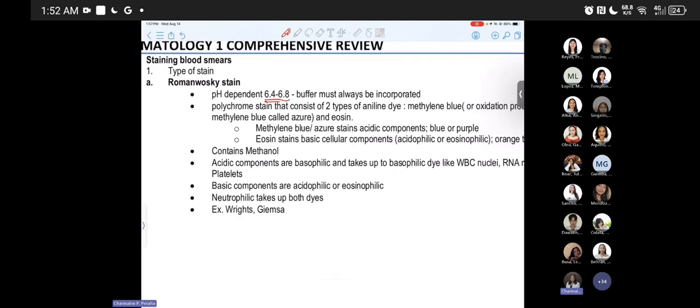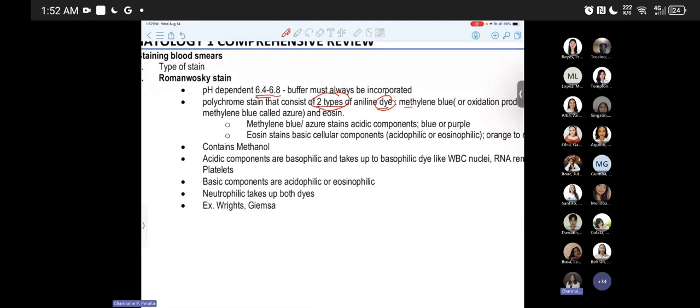So it is a polychrome stain consisting of two types of dye. There is no primary stain and no secondary stain here. That is only applicable to the gram stain, for bacteria. The Romanowski type of stain has two types of dye. This is what we use routinely. We have the methylene blue and eosin.